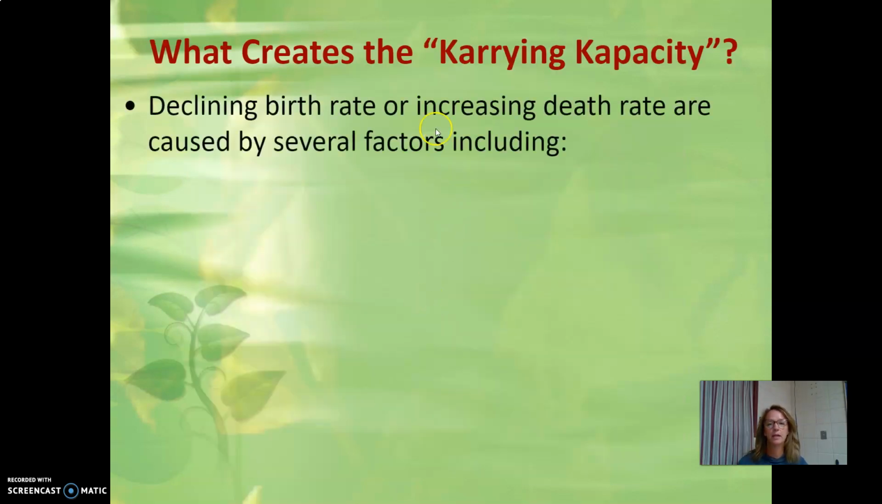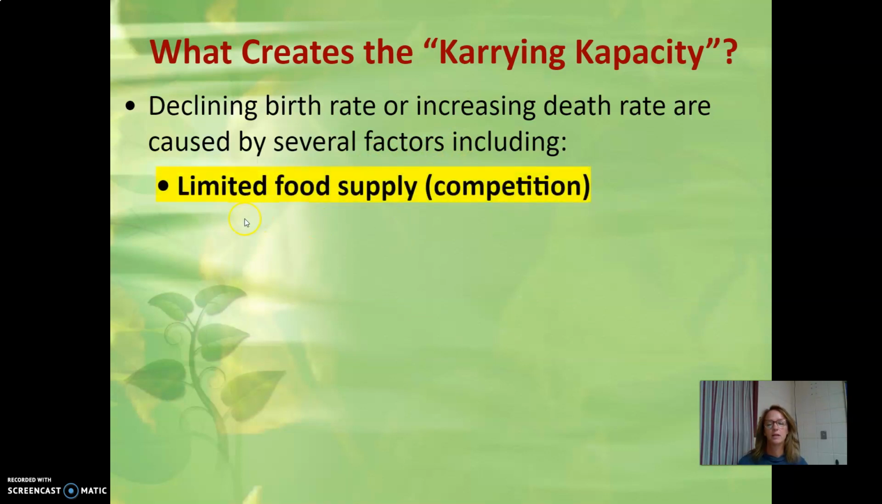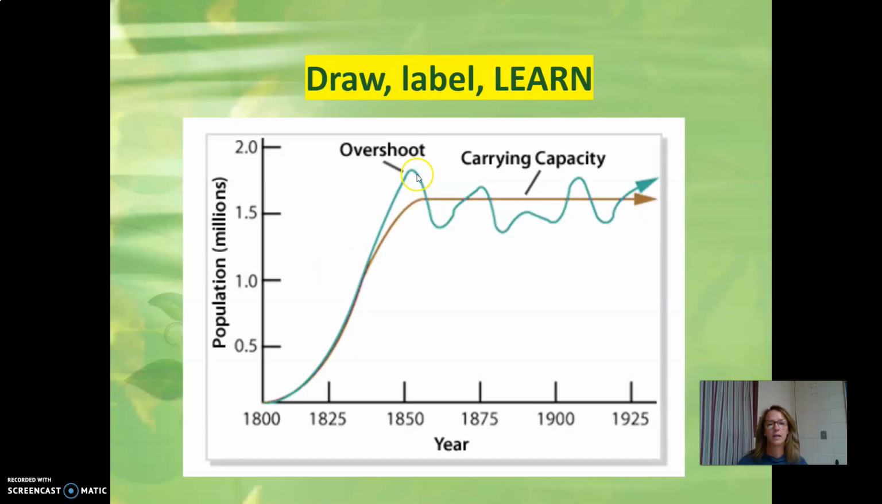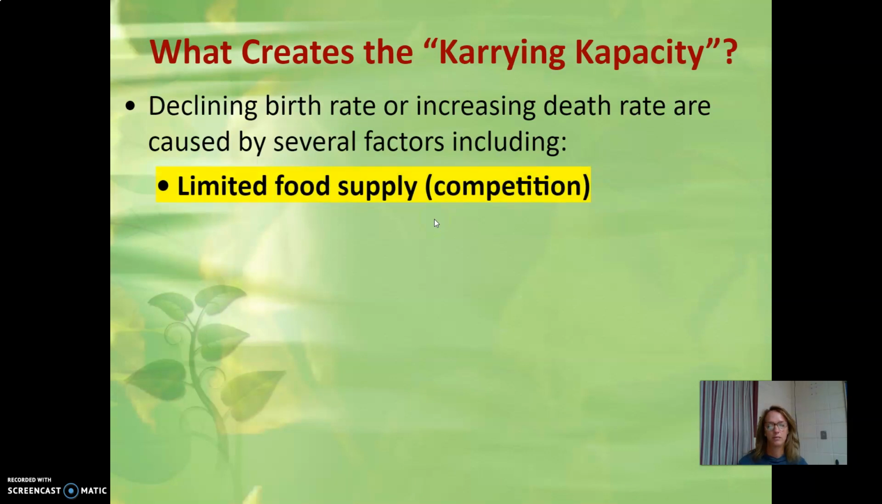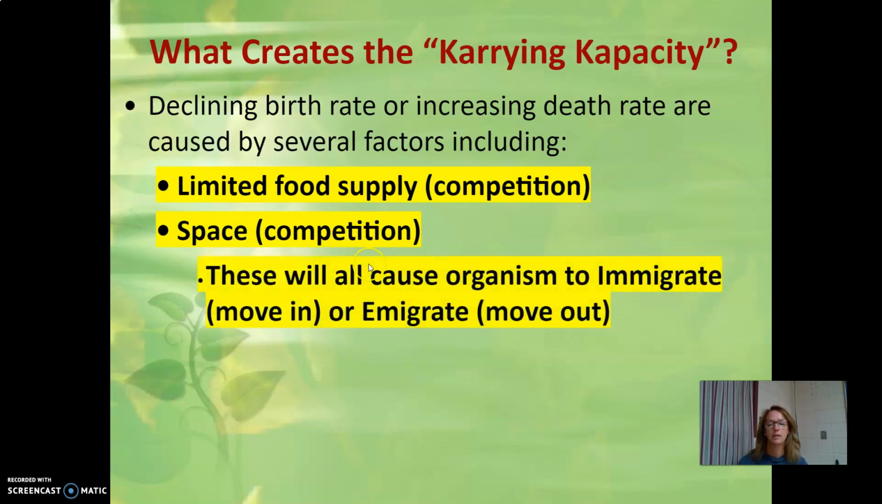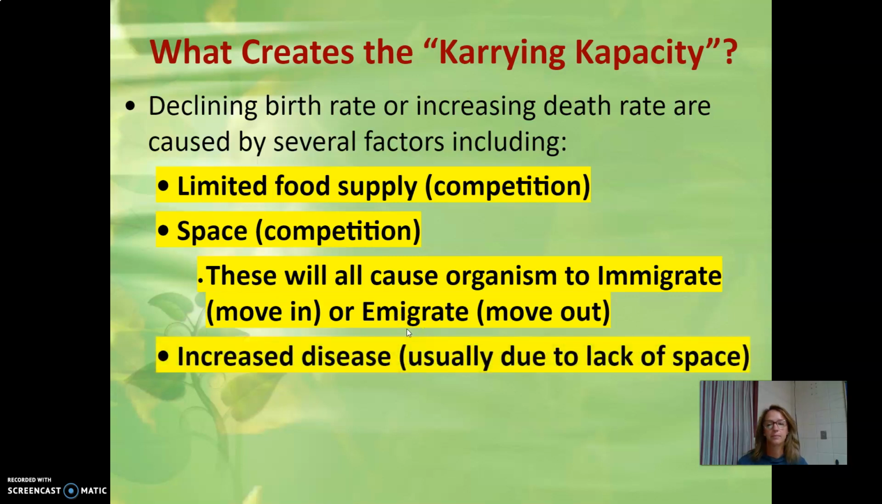So what creates this carrying capacity? There's my K. Declining birth rate or increasing death can be caused by lots of things. So carrying capacity, that fluctuating curve that you saw right here, what is making this go down or up? It is the food or competition for food. It is space and competition for space. So depending on the food supply and space, organisms might move in or move out, or they'll have more babies, or there'll be more death.